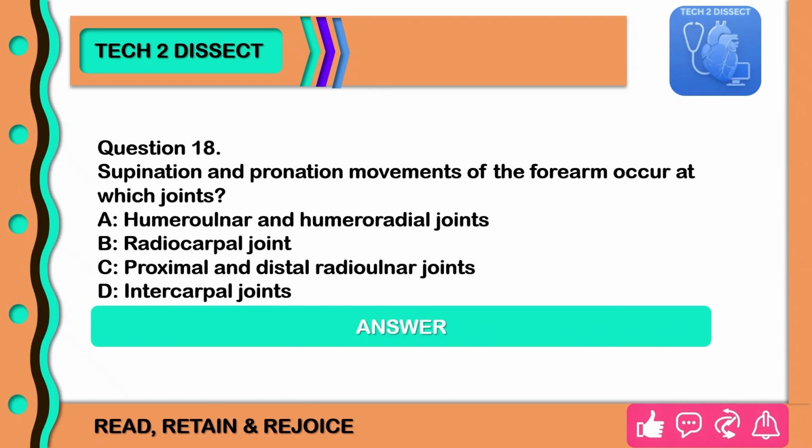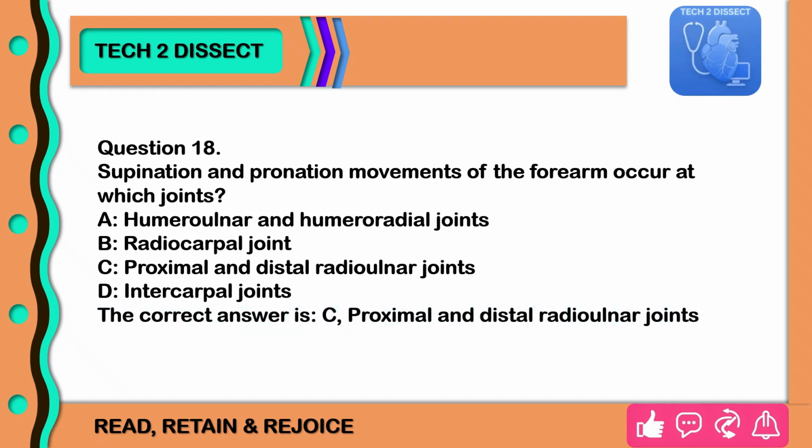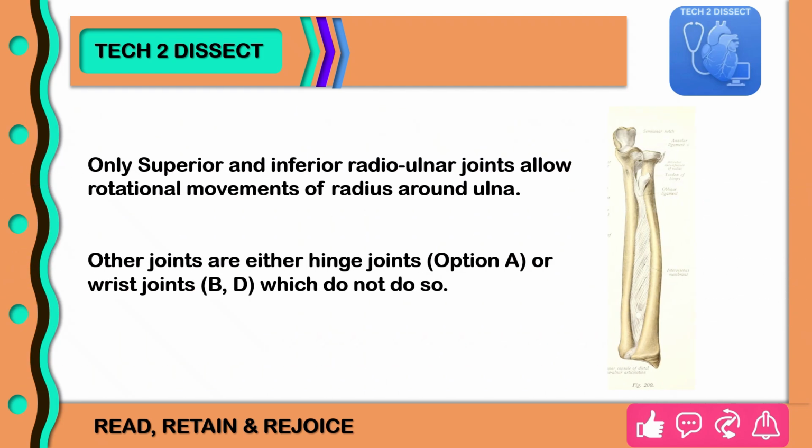Question 18. Supination and pronation movements of the forearm occur at which joints? A. Humeroulnar and humeroradial joints. B. Radiocarpal joint. C. Proximal and distal radioulnar joints. D. Intercarpal joints. The correct answer is C. Proximal and distal radioulnar joints. Only superior and inferior radioulnar joints allow rotational movements of radius around ulna. Other joints are either hinge joints, option A, or wrist joints, B, D, which do not do so.